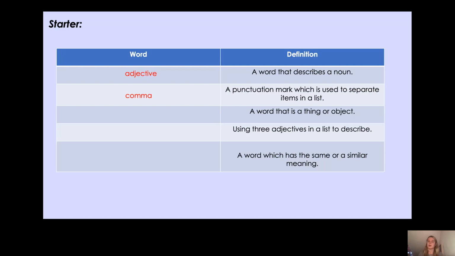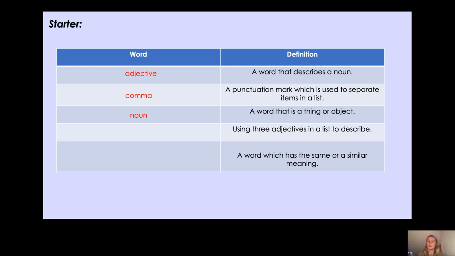Okay, the next one, a word that is a thing or an object. Okay, but we use an adjective to describe a thing or an object, don't we? So what are we describing when we use an adjective? Yes, like in our definition earlier, we are describing a noun, which is a word that is a thing or an object, like paper or cup or pen.